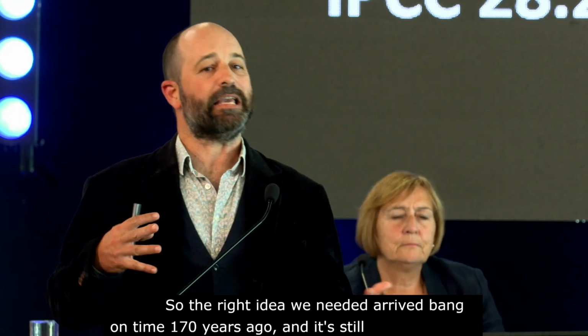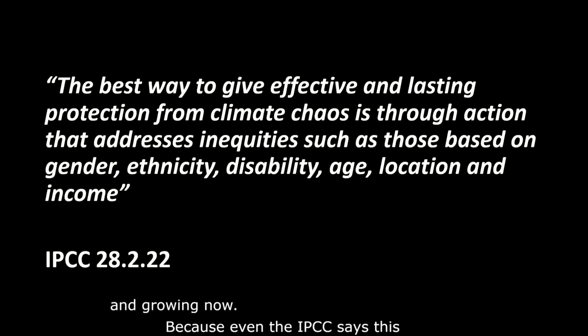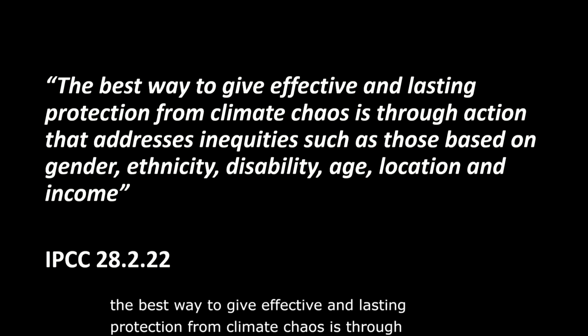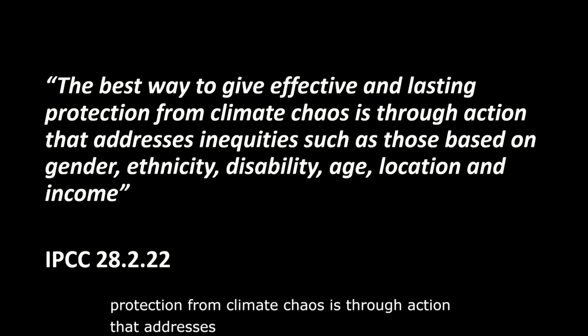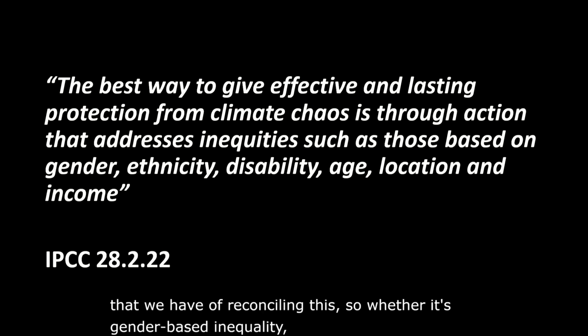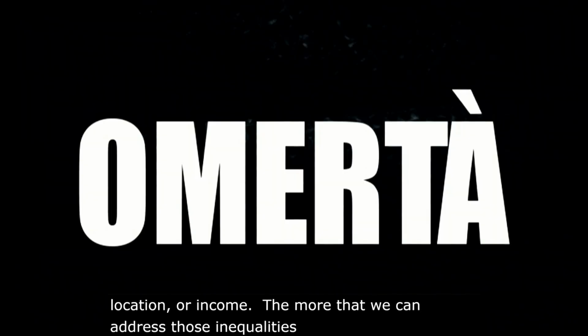Because even the IPCC says this. Actually, the best way to give effective and lasting protection from climate chaos is through action that addresses inequality. That is the best hope we have of reconciling this. So whether it's gender-based inequality, ethnic, disability, age, location, or income, the more we can address those inequalities, the more likely we are to be able to resolve this climate crisis together.